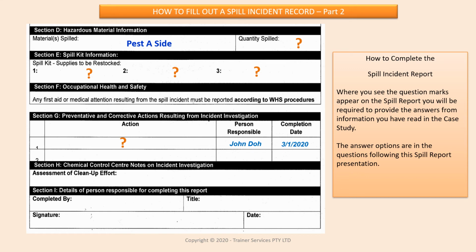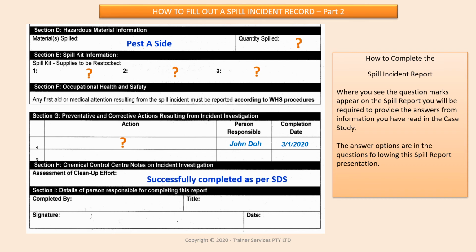In section G, you need to fill out the preventative action that you are recommending in order to stop this problem from occurring again in the future. This also needs to be signed off by the person responsible for implementing this action and the date that it was implemented.